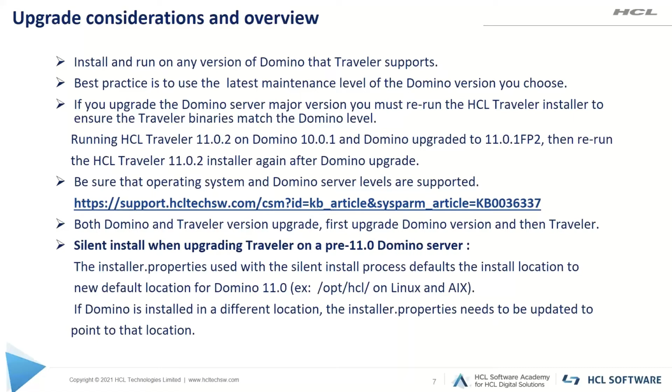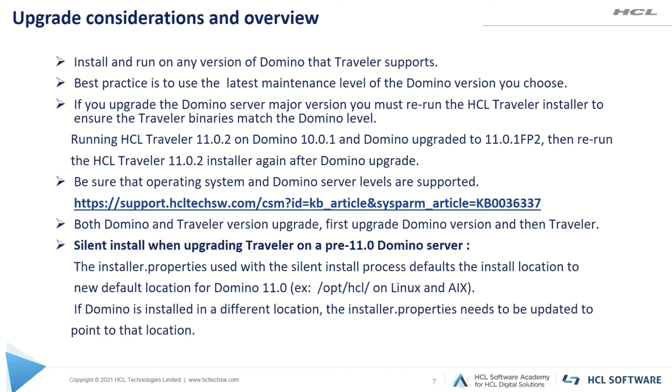In case you are planning to upgrade the Domino server version to a major release, you need to rerun the Traveler setup again so that the Traveler binary matches the Domino level. For example, if you have a Traveler server 11.0.2 running on Domino 10.0.1 and you are upgrading the Domino version to 11.01 FP2, then you need to rerun the HCL Traveler 11.02 setup again after you have upgraded the Domino server version so that the binaries can match the Domino level.